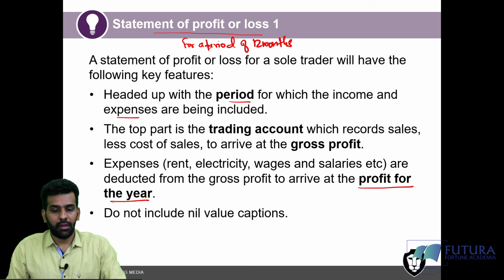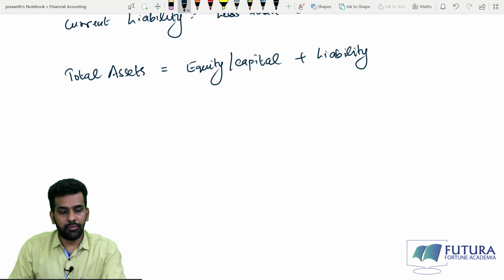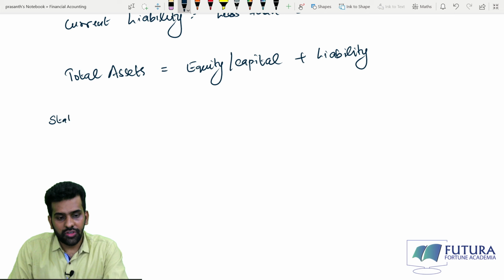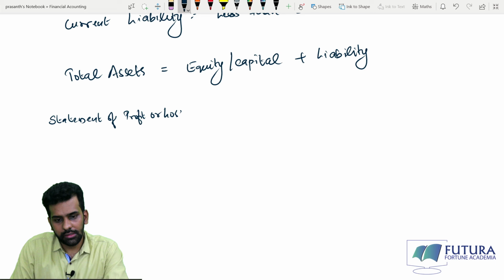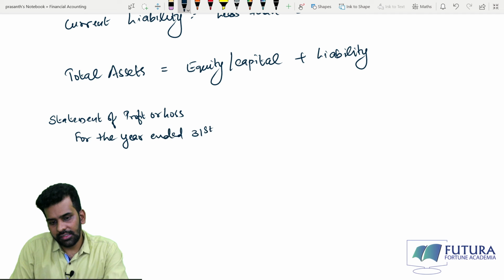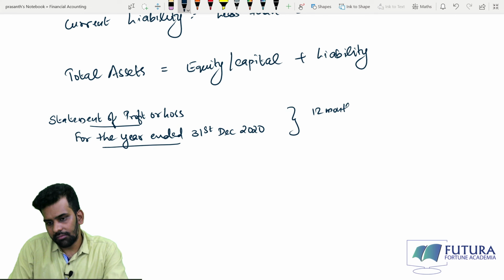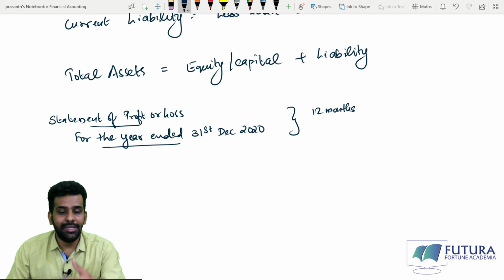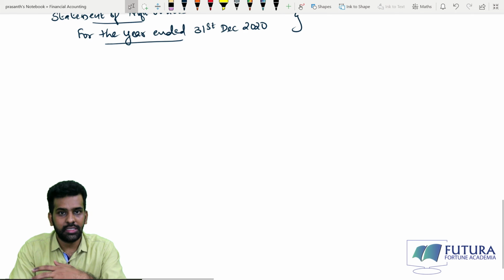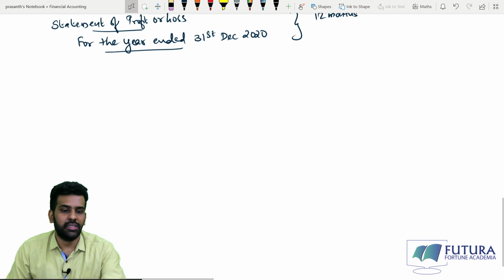So let us just write down the format of the statement of profit or loss. So statement of profit or loss, which will always be for the year ended 31st December 2020. Which means it is only for a period of 12 months. So I should include only the income that I have generated over the past 12 months and the expenses I have incurred for the past 12 months.